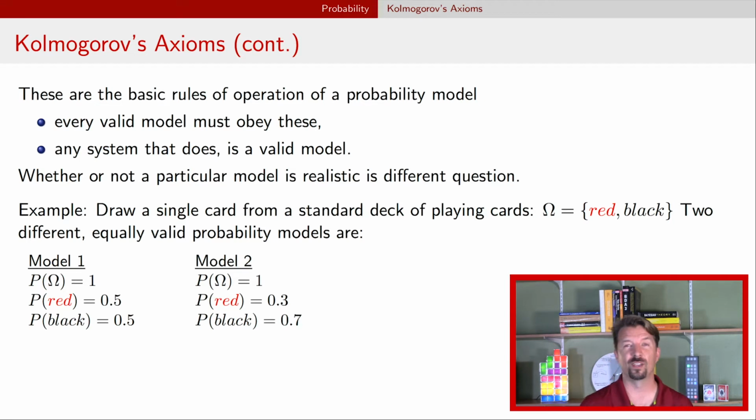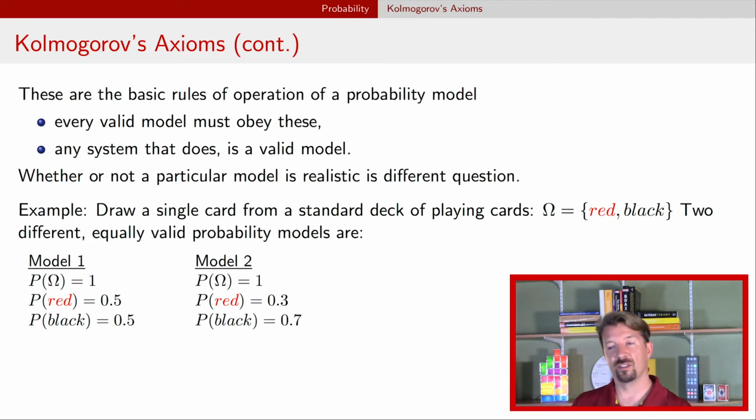Probability of a red card is 0.3, the probability of a black card is 0.7. Now, if you are using a normal deck of cards, it seems very clear that one of these two models is the more realistic model. Half the cards are black and half the cards are red, so model 1 makes a little more sense from a realistic standpoint.